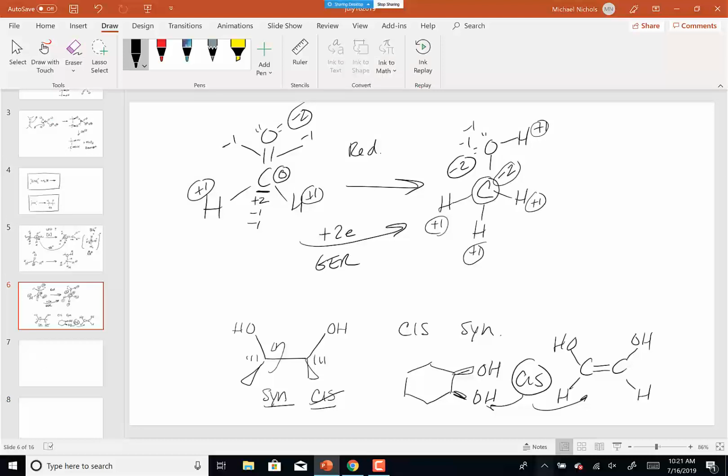So an anti-Markovnikov, and then alkynes. And then the big thing about alkynes is alkylating alkynyl anions and then doing eliminations to form alkynes. And then putting all the alkene reactions together.